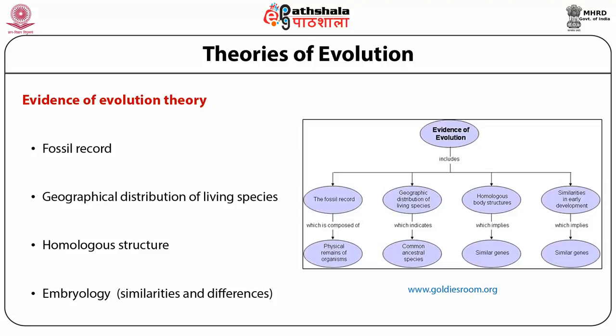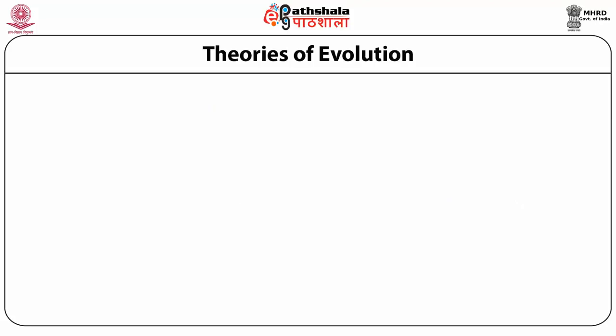The fossil records are composed of physical remains of organisms; geographical distribution of living species indicates common ancestral species; homologous organs or body structures imply similar genesis and similarity in development; and similarity of embryology implies similar genesis.